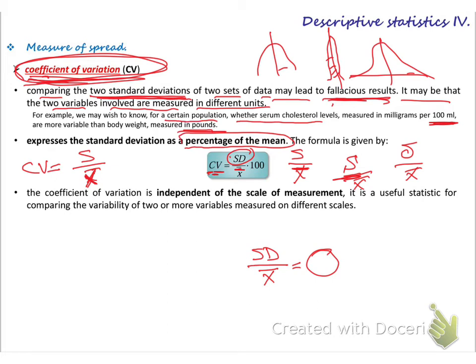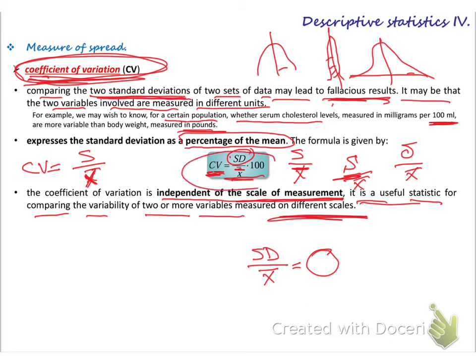Percentage is unitless. The coefficient of variation is independent of the scale. If I measure in pounds, grams, or milligrams, it is independent. Regardless of the unit, the coefficient of variation will be unitless. It is a useful statistic for comparing the variability of two or more variables measured in different scales. If one is measured in inches and the other in millimeters, it doesn't matter because it will be unitless.